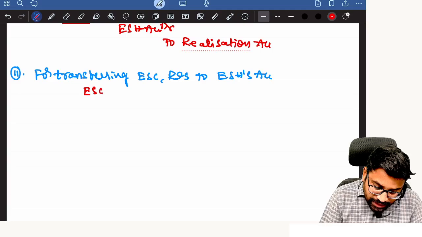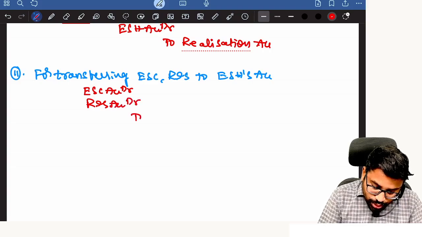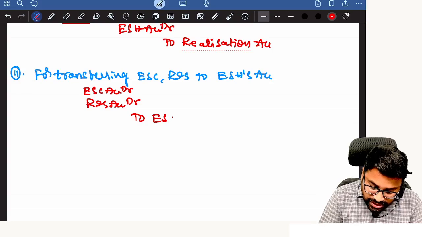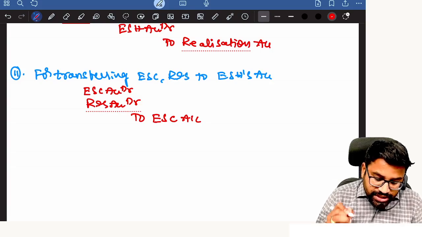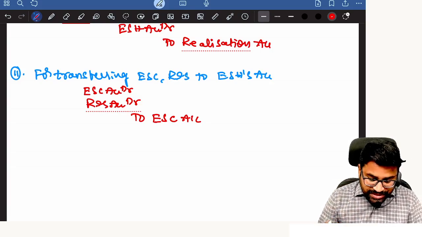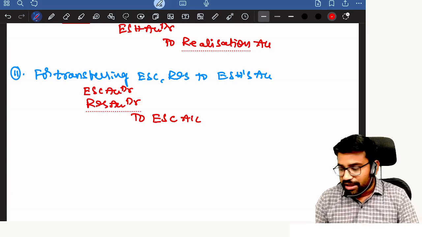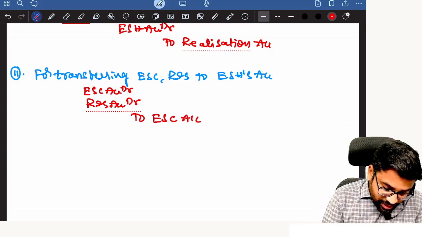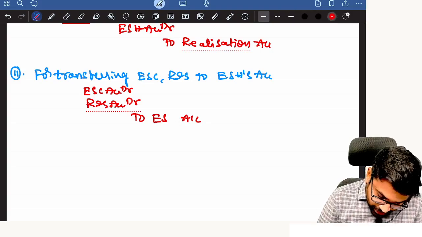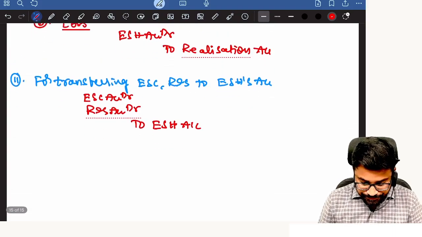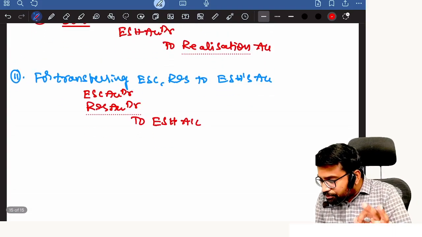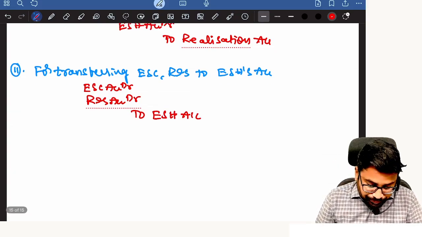Equity share capital account debit, reserves and surplus account debit to equity shareholders account. Yes, equity share capital account debit, reserves and surplus account debit to equity share capital account. Sorry, equity shareholders. Equity shareholders account will be created. So we have transferred. Now one more important adjustment.